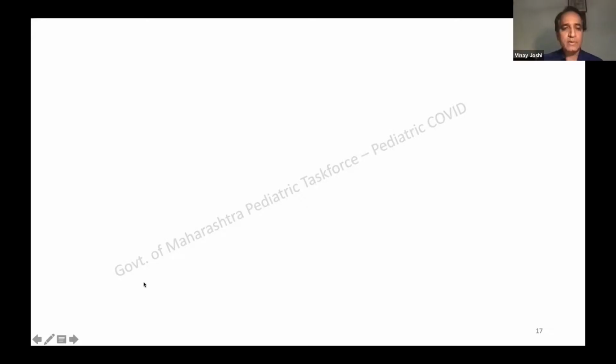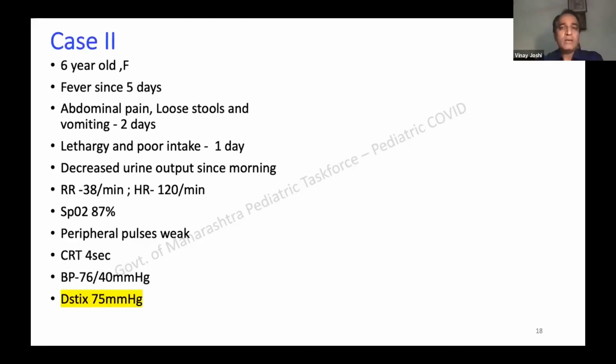Let us start with the second case. Dr. Sushma covered the first part of it. So coming to the second case, this is our 6-year-old girl presented to us with fever since 5 days, abdominal pain, loose stools, and vomiting for 2 days, lethargy and poor intake for 1 day. She had decreased urine output since morning of admission.